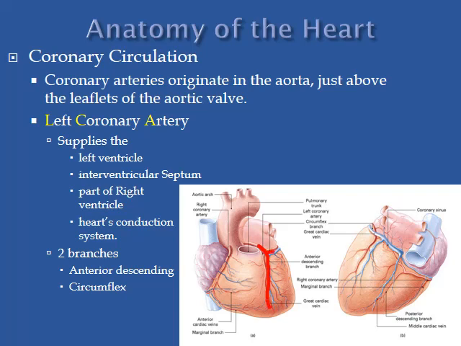the circumflex. The circumflex circles around to the lateral aspect of the heart. So left coronary arteries, you got the anterior descending, that goes down in front, and the circumflex that circles around to the lateral aspect of the heart.